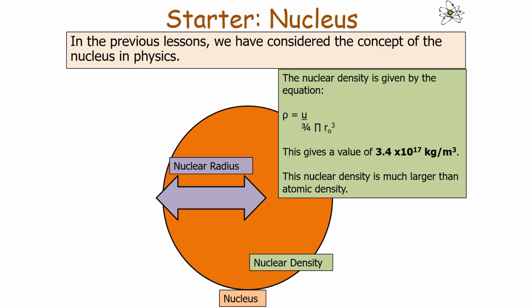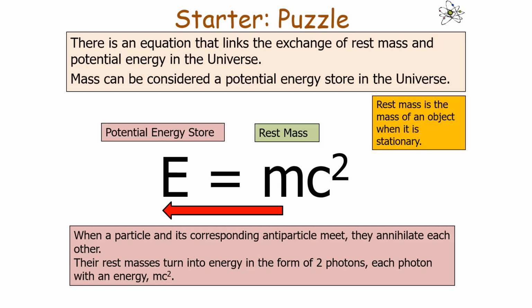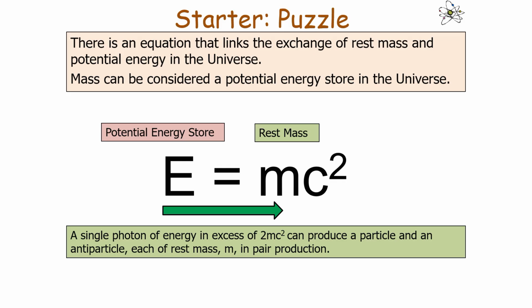But there's another equation that we can consider when looking at the nucleus in physics, and that's an equation that links the exchange of rest mass and potential energy in the universe, because mass can be considered a potential store of energy in the universe. So when a particle and its corresponding antiparticle meet, they annihilate with each other. Their rest masses turn into energy in the form of two photons, each with the energy linked to mc squared. Now the other way around, a single photon of energy in excess of 2 mc squared can produce a particle and its antiparticle, each of rest mass m, in pair production.